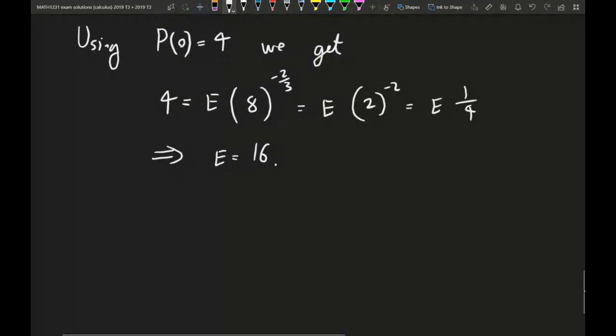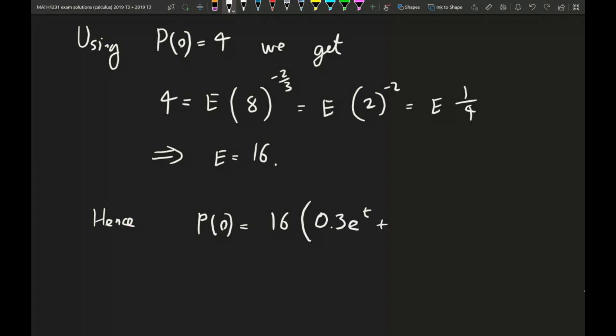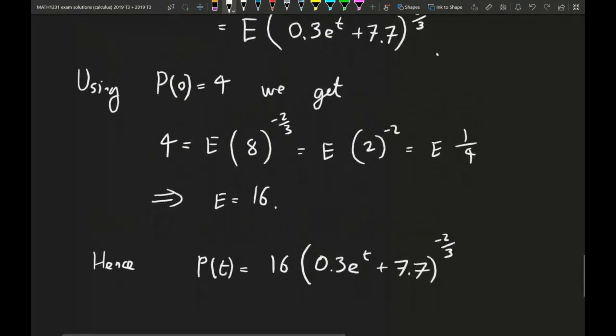All right. So what do we have? So hence we have P of t is equal to 16 times this expression, which was 0.3 e to the t plus 7.7, to the minus 2/3. Let's double check that. Yep.